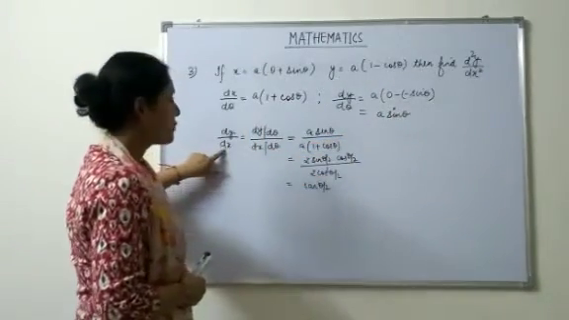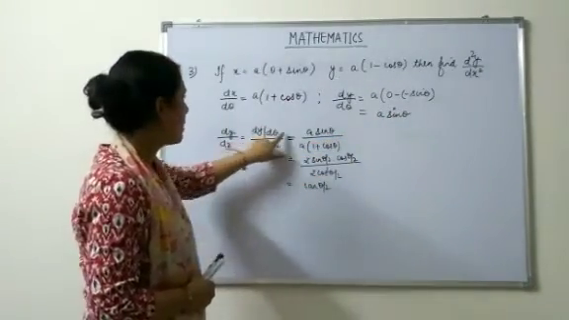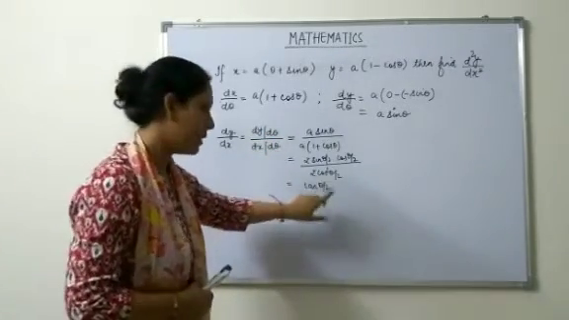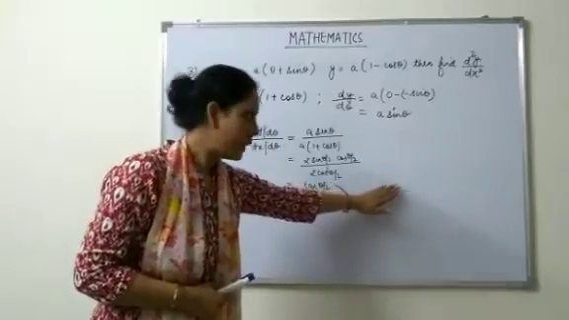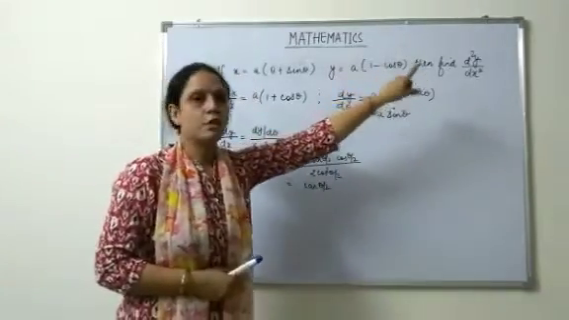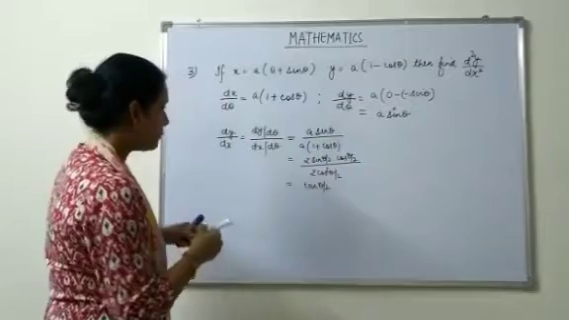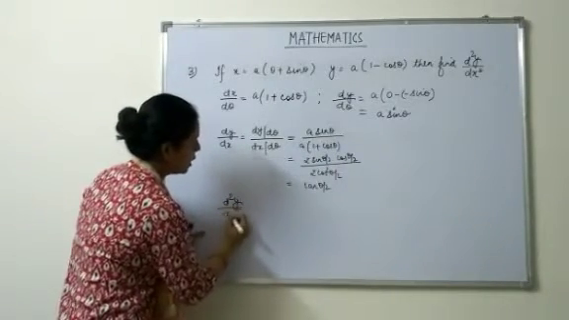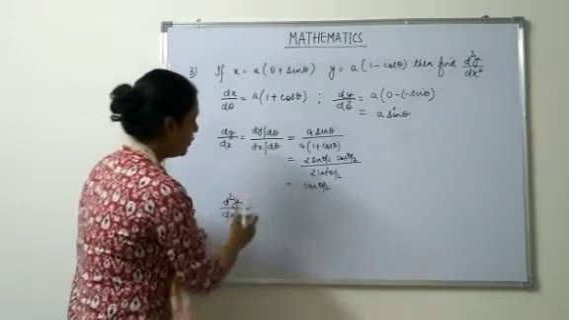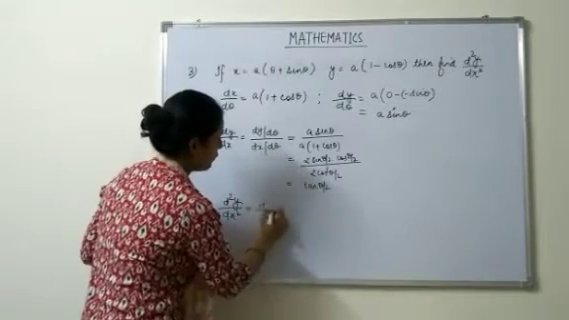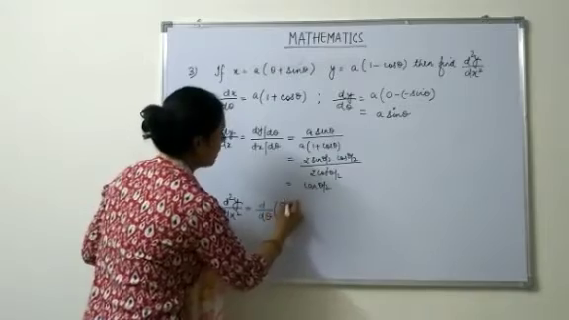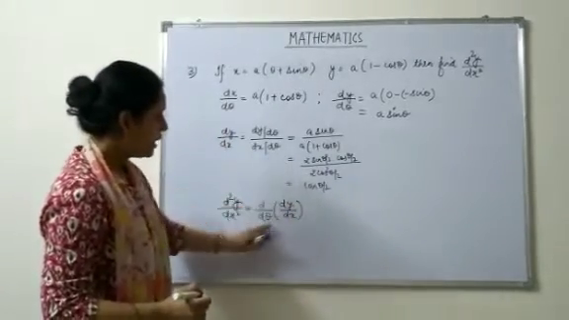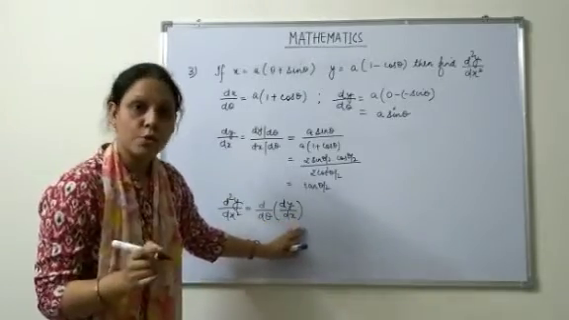So dy by dx, we all know that we have to divide dy by d theta by dx by d theta, and solving this we get tan theta by 2. Up to here all of you do it correctly, but when it comes to finding out the double derivative d2y by dx2, what you do is find the derivative of dy by dx with respect to theta, and there you leave it here. This is wrong.